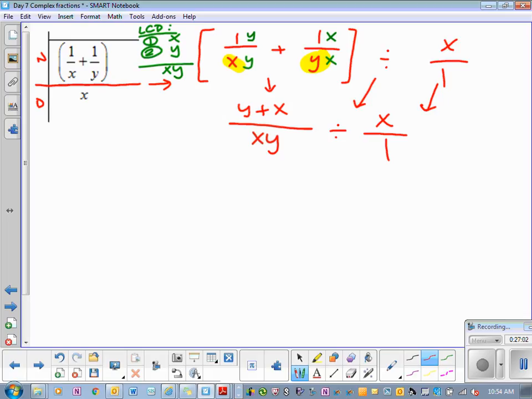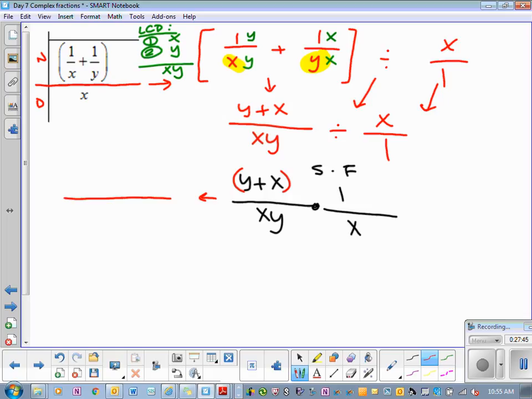Alright, so now I can do same times flip. Keep the first one the same. And if you want to, you can rewrite that to x plus y, alphabetizing it, but I don't think it really matters. Times, and you flip the second one, so 1 over x. Does anything cancel? No. Good. Would it be GCF? If you could GCF it, you would, but you can't here. There's nothing you can cancel because look, this y plus x, they're connected by a plus, right? Can't break them apart. So it's just y plus x over what?